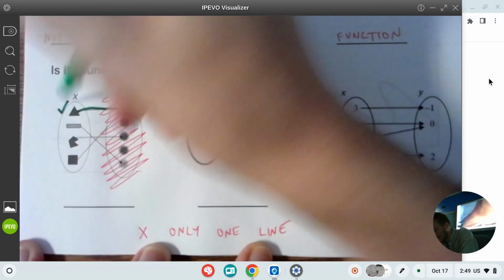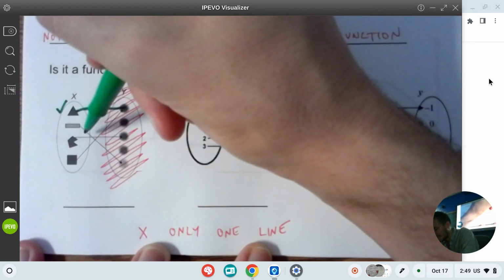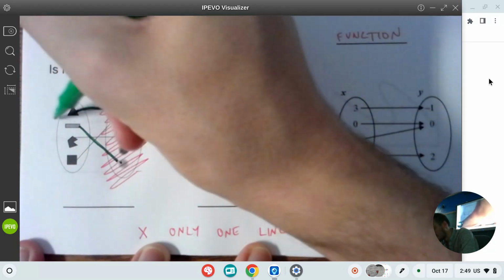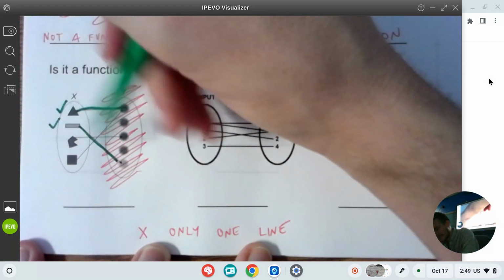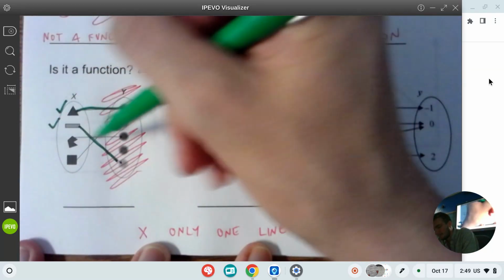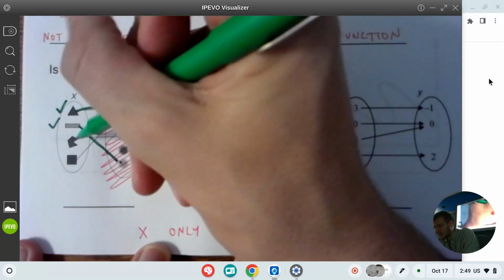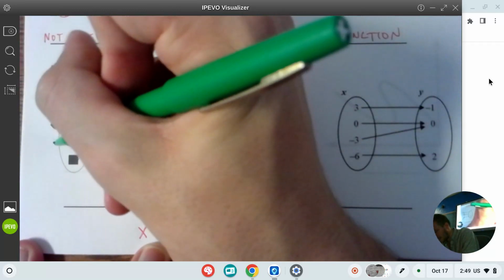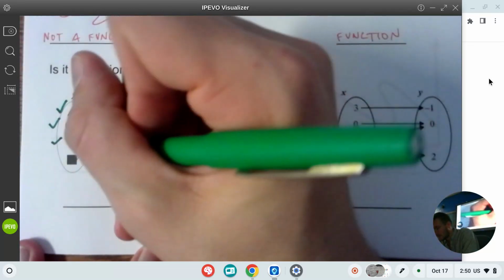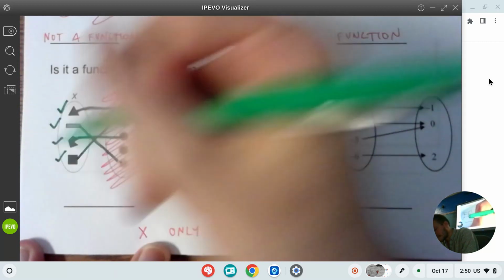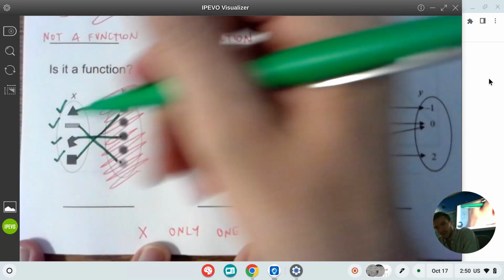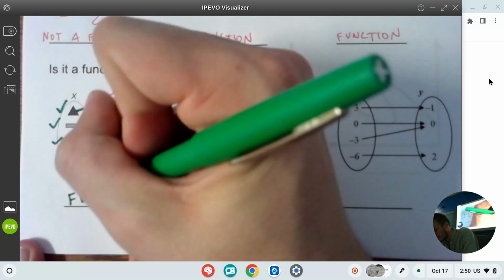So, for example, from the triangle, how many lines do we have from the triangle? 1. Check. That looks good. What about the rectangle? 1. Check. Only 1 line leaving that rectangle. What about the polygon thing in the middle? There's only 1 leaving here. And what about the square at the bottom? 1. All right. We're good, good, good, good. No repeats. Awesome. We're going to be a function.